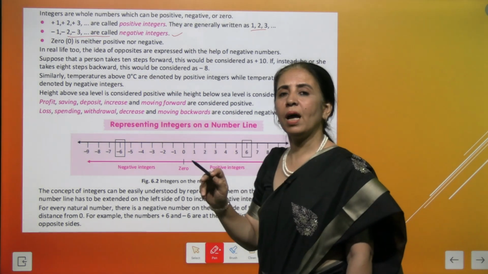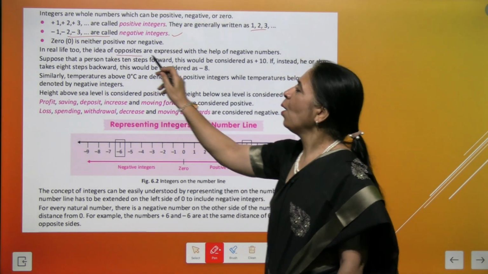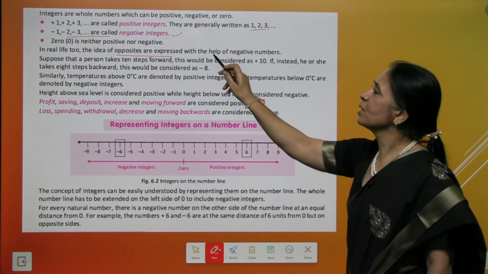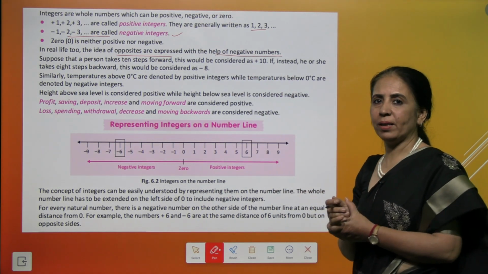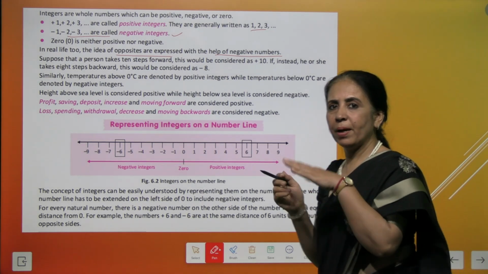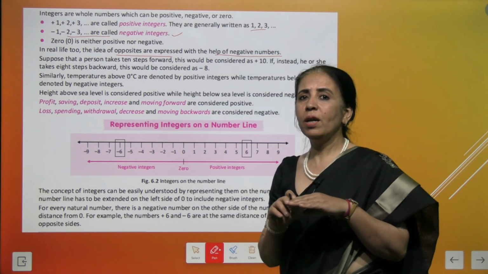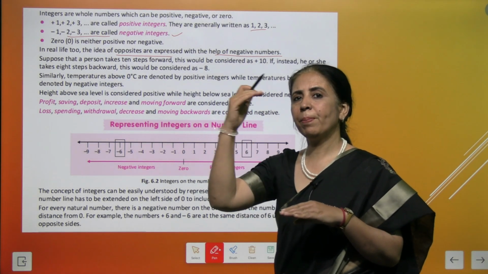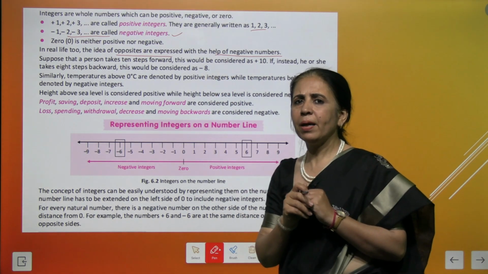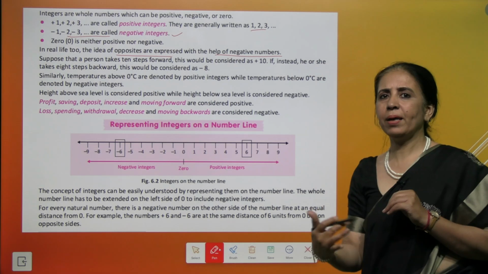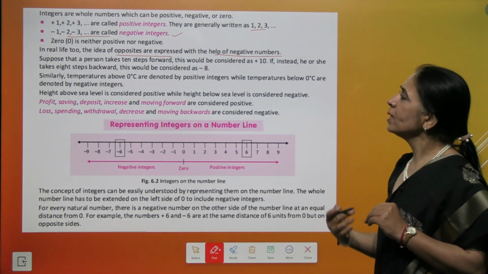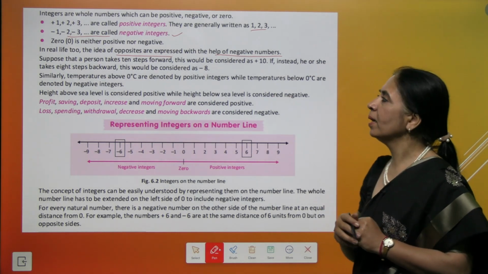Now in real life also, the idea of opposites is expressed with the help of negative numbers. जब आप लिफ्ट में जाते हैं, आपने देखा है जब आपकी ग्राउंड फ्लोर पे लिफ्ट होती है और लिफ्ट ऊपर जाती है तो +1 +2 +3, बट कभी आपकी लिफ्ट अगर बेसमेंट में जा रही है तो आप देखेंगे -1 -2 -3. So the same thing happens over here.